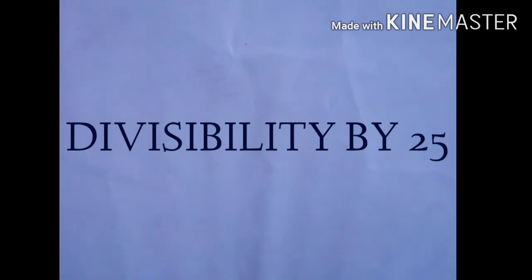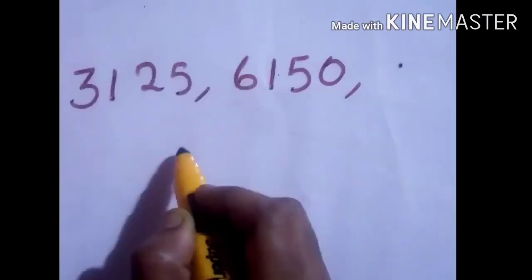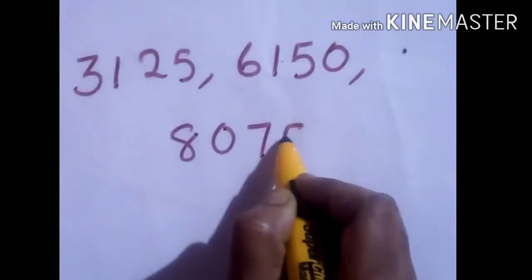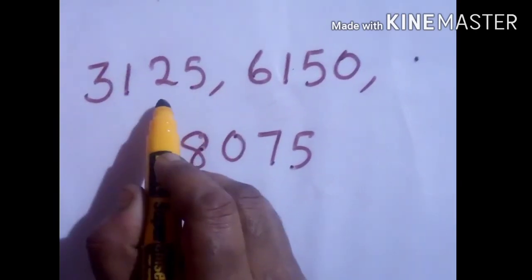A number is divisible by 25 if the number formed by the digits at tens and ones place is divisible by 25. So let us take examples. That is 3125. Another example is 6150. Another example is 8075.